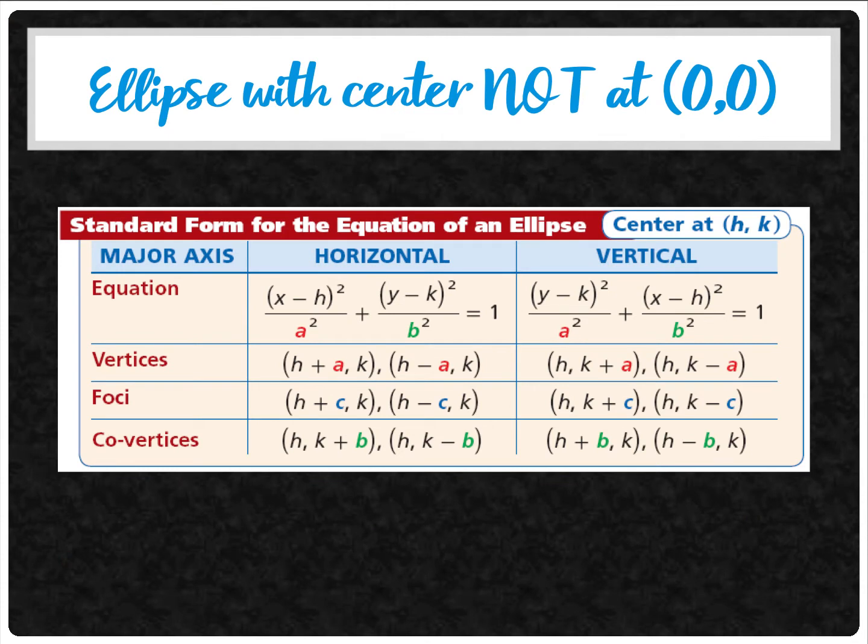Here is the equation of an ellipse and all the stuff that goes with it. If the center is not at 0, 0, it just means it moves. Same concept as your circle. Same as the parabola. Do you see how it's x minus h, y minus k? So whatever is with the x, that's the x part of the center. Whatever's with the y, that's the y part of the center.